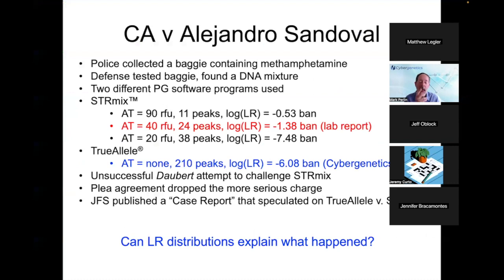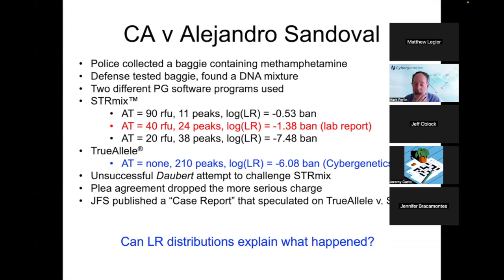There you go. So this is California versus Alejandro Sandoval. The police collected a baggie that contained methamphetamine. The defense had the baggie tested. They sent it to a private laboratory. They found a DNA mixture. They first ran it through StarMix at 40 RFU, which saw 24 peaks. I'm not sure of that number, but Matt is because he put it in, so it's fine. So it saw 24 peaks and gave a log LR of negative 1.38 ban.